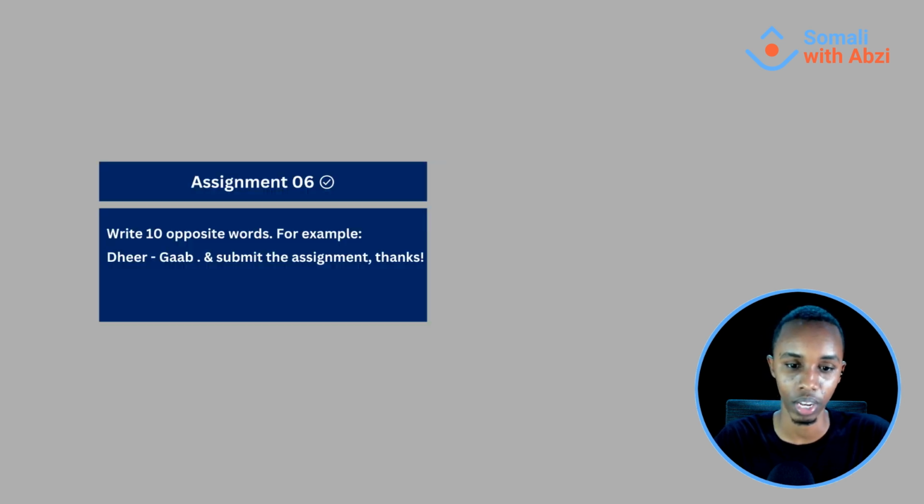All right, and I'm going to give you assignment number 6. As we are in lesson 7, write 10 opposite Somali words. For example, der, gab. And maybe you can write quruh, qash, or folhun maybe. Maybe you can write Wayne, Yaris, something like that. So what I need from you is to write down 10 Somali opposite words.